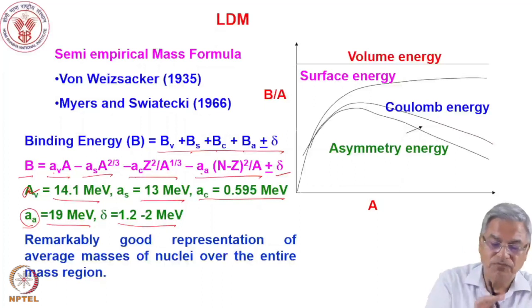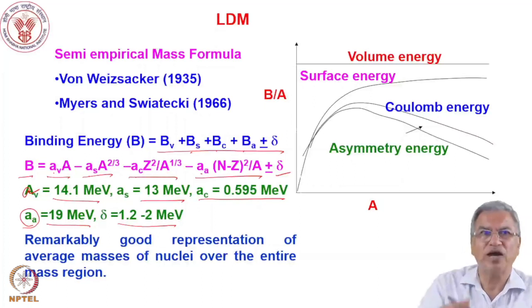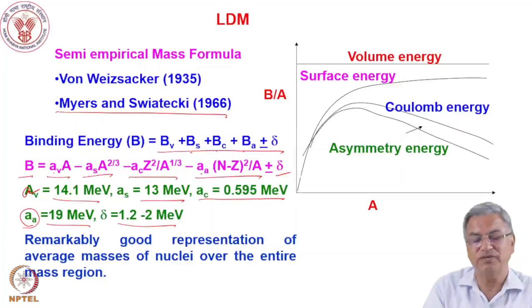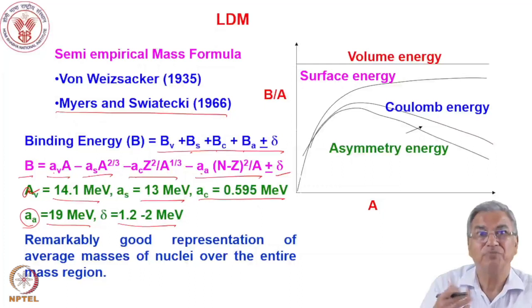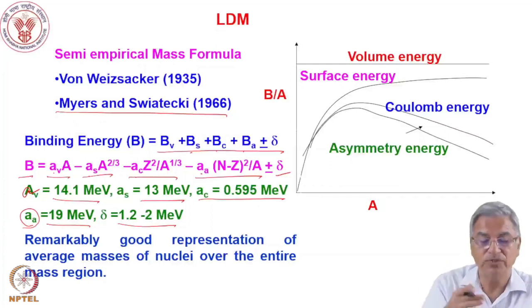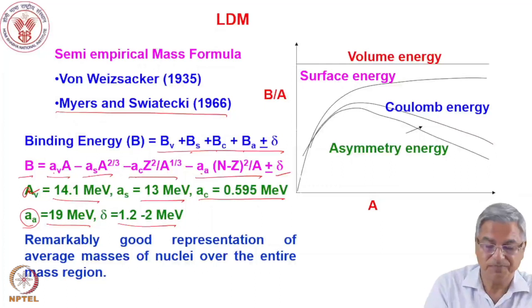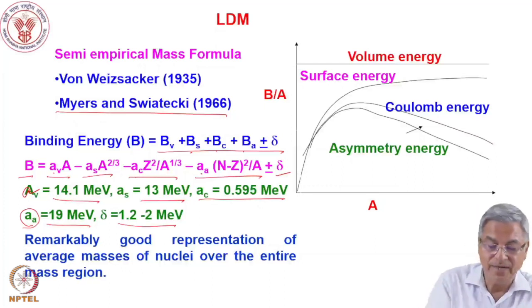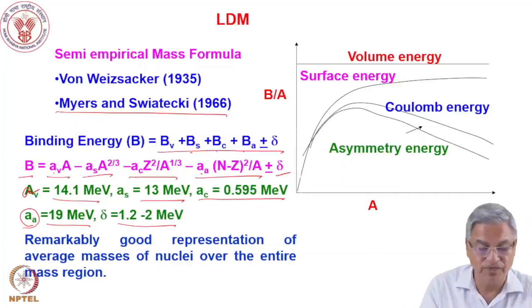Now, these five parameters have been undergoing a lot of refinement over the last many, many years. And Myers and Swiatecki in 1966 gave a very enhanced prediction of the nuclear masses. They are known to have developed the liquid drop model to a greater extent, because the constants that have been obtained now, they owe to Myers and Swiatecki. So in terms of the five constants, you can calculate the masses of nuclei, and they give a remarkably good representation of the average masses of nuclei over the entire mass region.